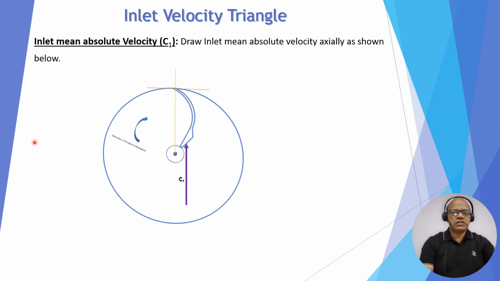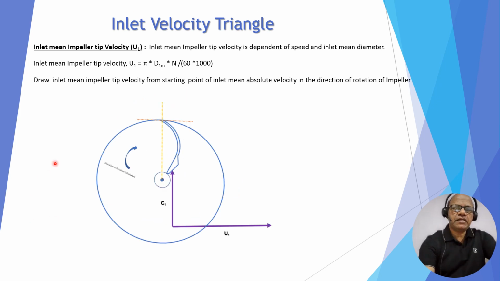Now the inlet velocity triangle. The inlet mean absolute velocity C1 is drawn in the axial direction, which is shown here as C1. Then the inlet mean impeller tip velocity, that is U1. U1 is pi D1M N upon 60 into 1000, and it is drawn in the direction of rotation, that is U1, which is shown here.